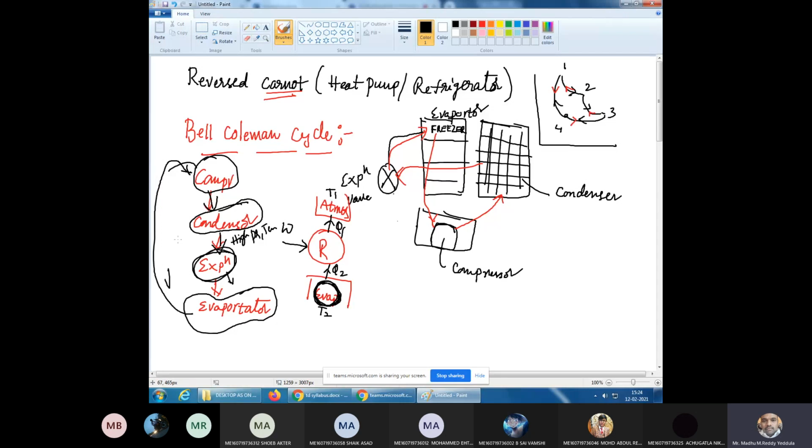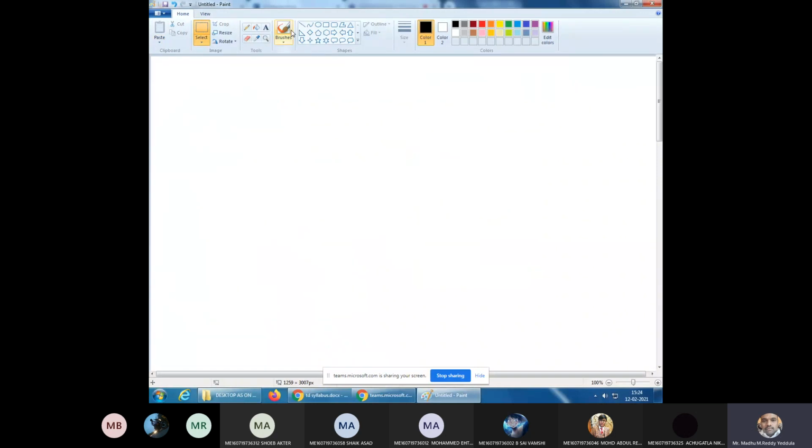Clear this one? This one I already explained while discussing COP of heat pump or refrigerator. Yes, sir. Right. Now we will see Bell-Coleman cycle. Similar to this one only.